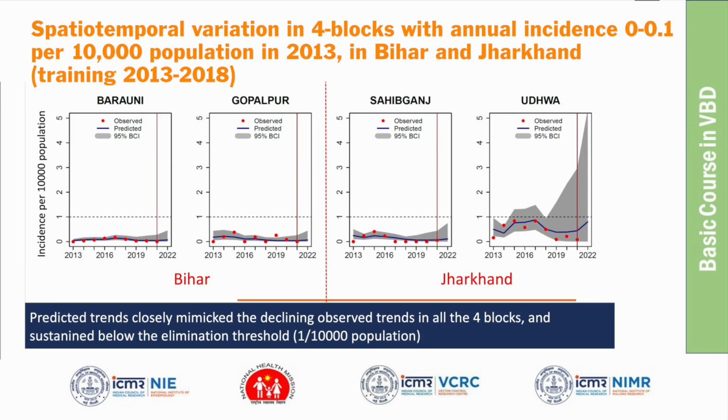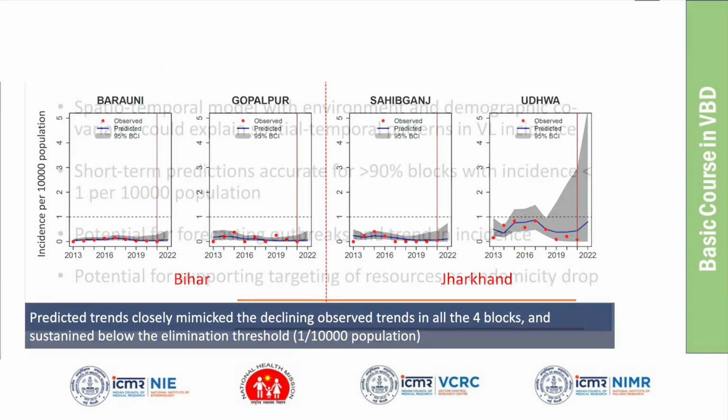And in Sahibganj, this is again more or less close to the observations, and we are expecting less than 1 only in 2022. Whereas in Udhwa, there are clearly higher variations in the number of cases per 10,000 population, and we are anticipating that cases may go up even more than 1, up to 5 cases per 10,000 population in areas like Udhwa, where the annual incidence was less than 1 per 10,000 population in 2013.